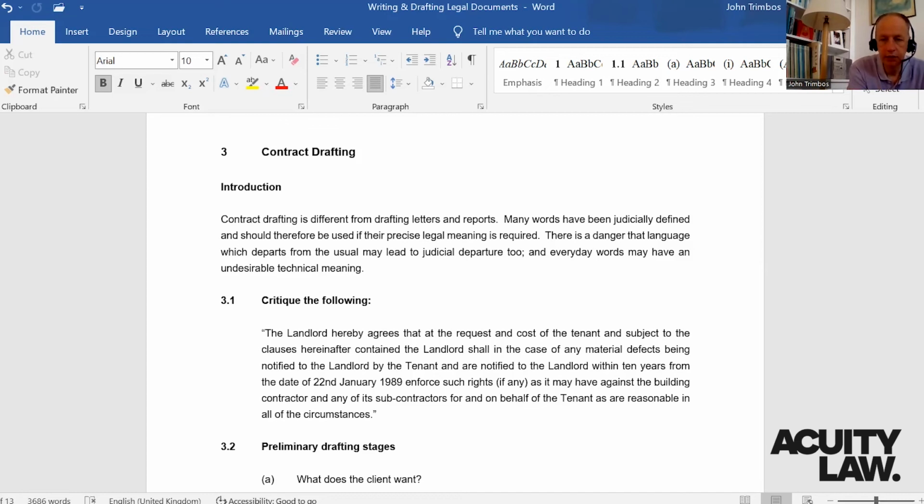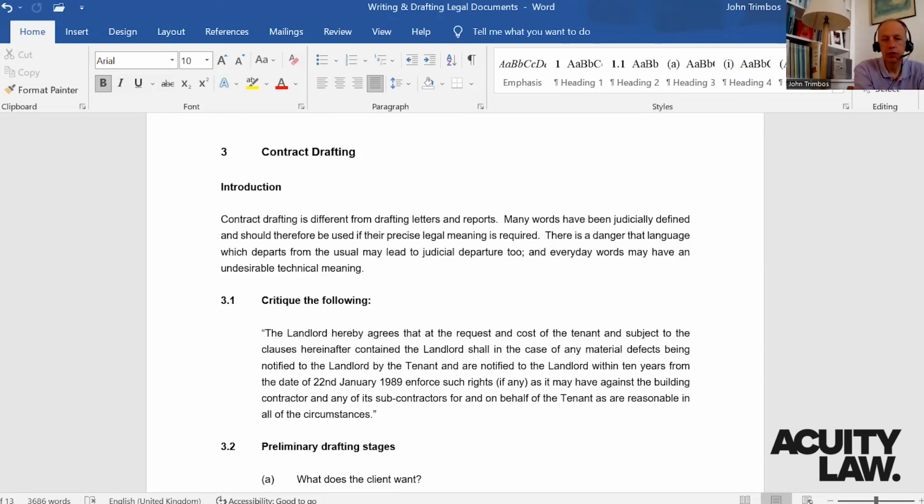Now, towards the end of line 3, always watch out for the word from, and indeed the word within. So it's talking about serving notice on the landlord within 10 years from, and you don't have to say the date of, 10 years from 22nd January 1989. That means that certainly in England and Wales and Scotland and both parts of Ireland, time starts running on the 23rd of January, not the 22nd. Most clients wouldn't appreciate that, non-lawyer clients certainly.